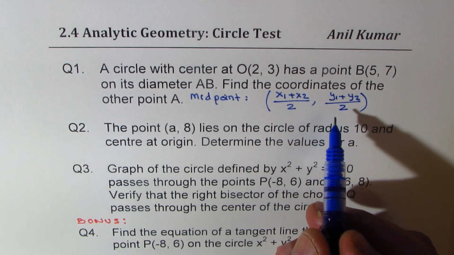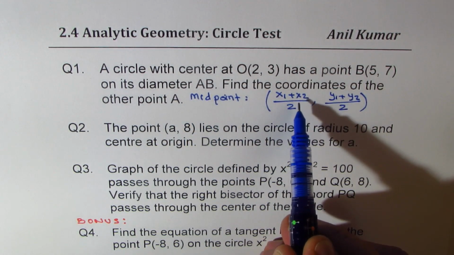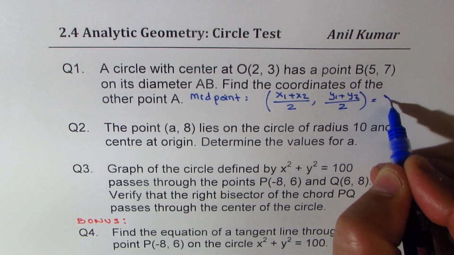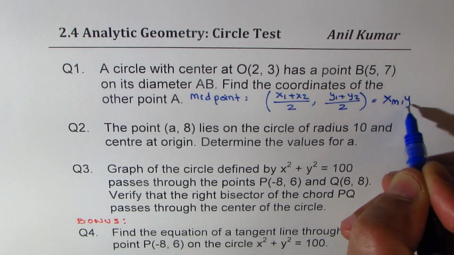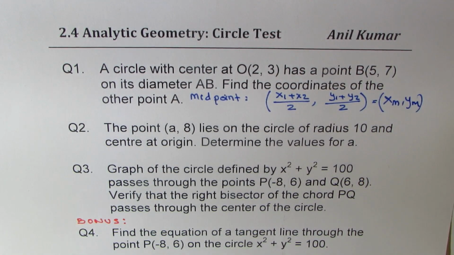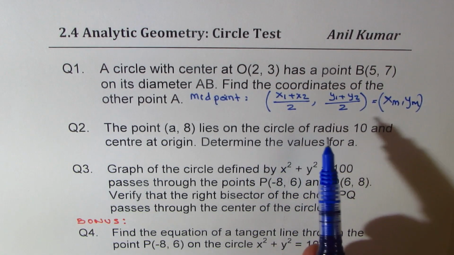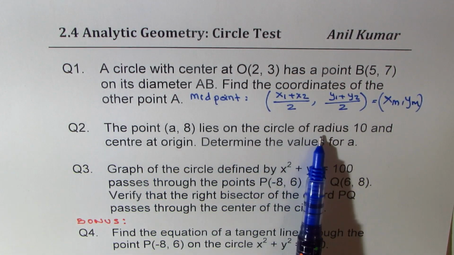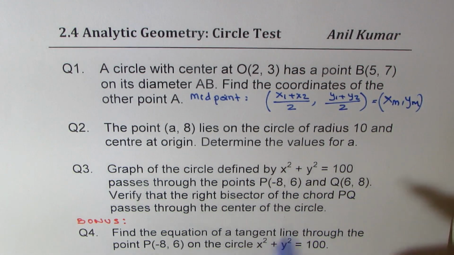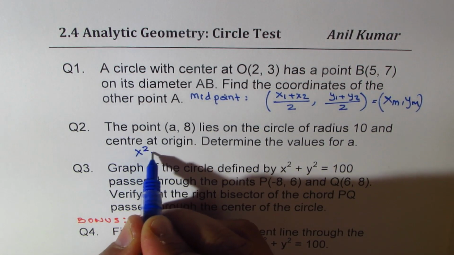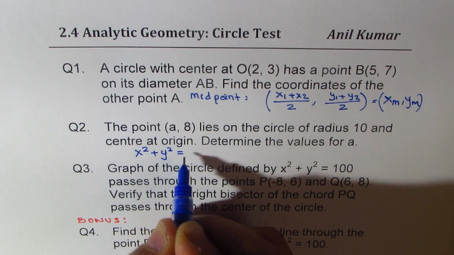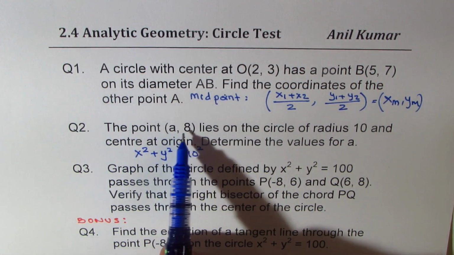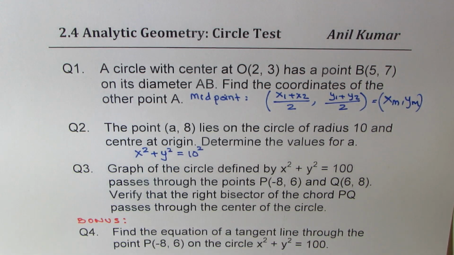In this case, however, we are given the midpoint. So we have to find x2 and y2. Remember that this is xm and ym, the midpoint, correct? So you have to rearrange and then do it. Question number 2. Here we are given a circle with radius and center. That means the equation of the circle should be x square plus y square equals to 10 square. You need to substitute y equals 8 and find a, correct?